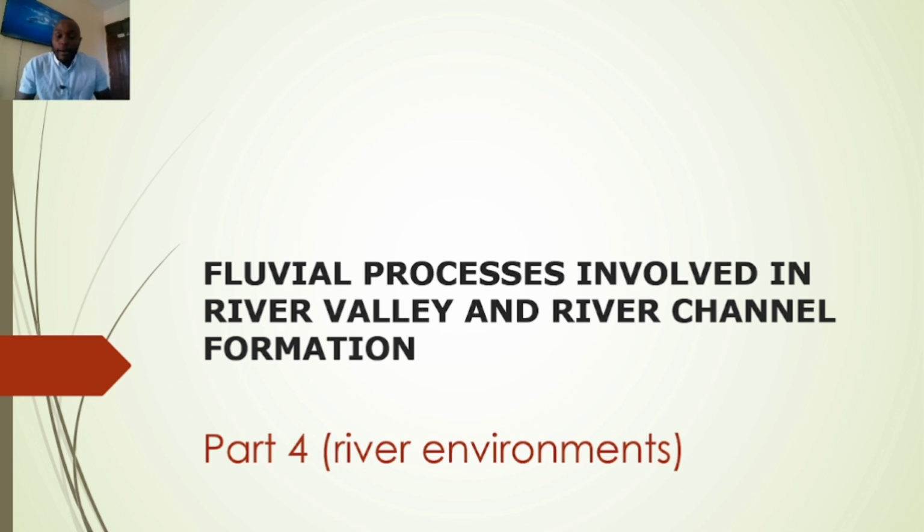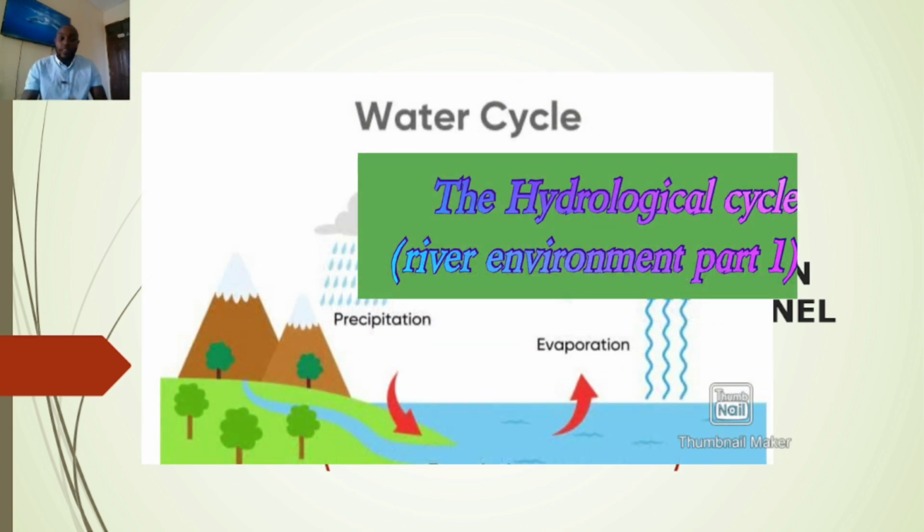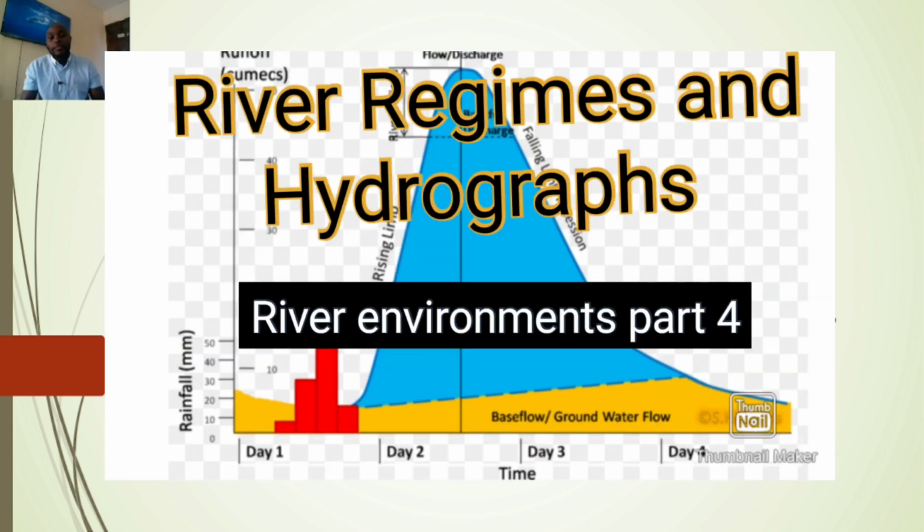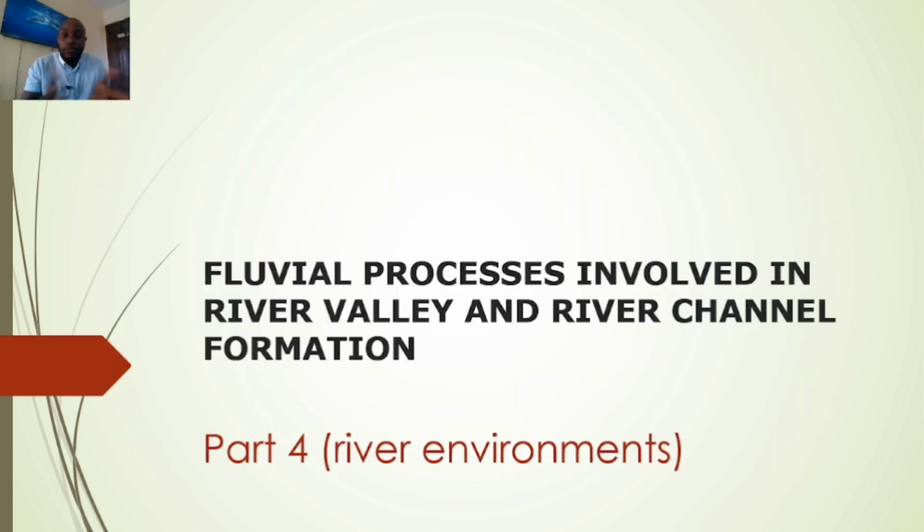Okay, part 1, I think we were talking about the hydrological cycle. That was the first part, and the second part was drainage basins, the third part river regimes and hydrographs. Now the fourth part is fluvial processes involved in river valley and river channel formation.